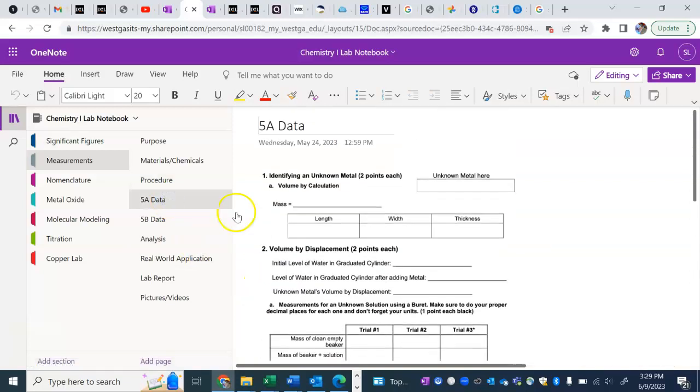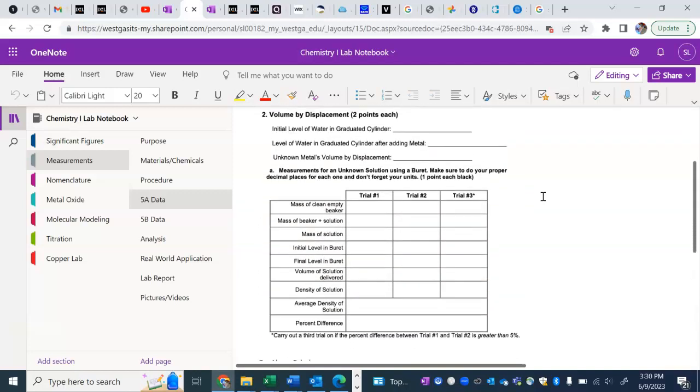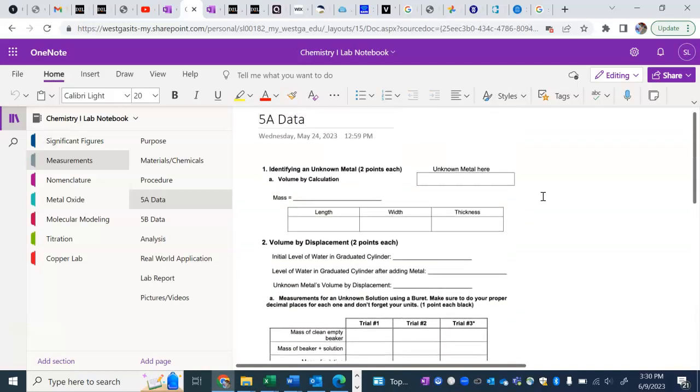Your 5A data, I am totally cool with this. There are none of the questions. The only thing in here is not going to be any questions about calculations. It is graphs and blank lines. If you go back to your syllabus and read 5A and what it entails, it will say tables and blank lines. Nothing about calculations goes in this section.